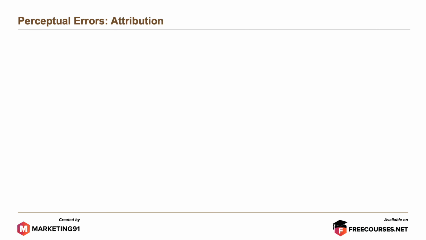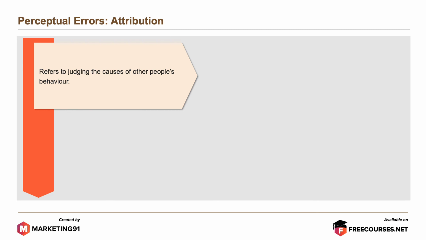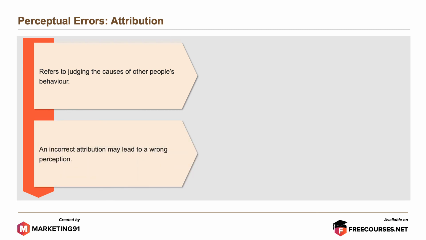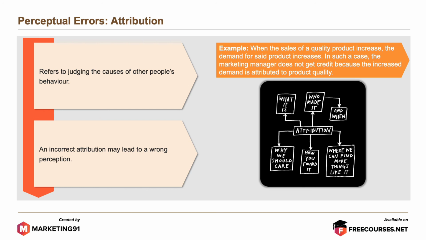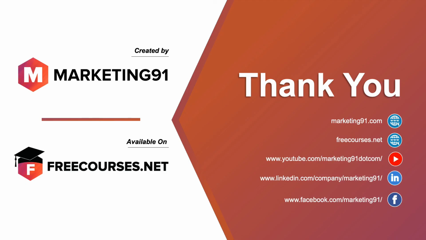And the final perceptual error, attribution, refers to judging the causes of other people's behavior. An incorrect attribution may lead to a wrong perception. For example, when the sales of a quality product increase, the demand for said product increases. In such case, the marketing manager does not get credit because the increased demand is attributed to product quality.